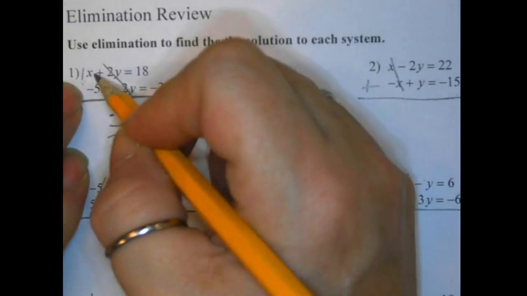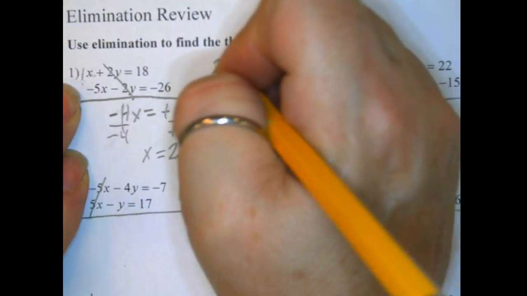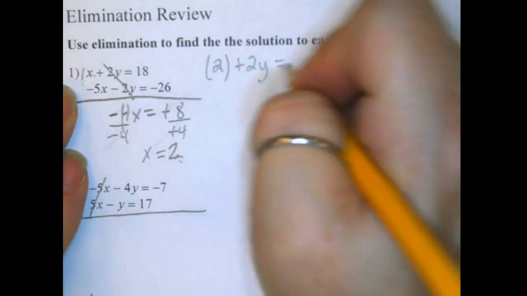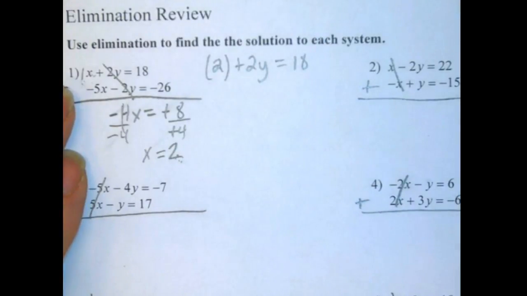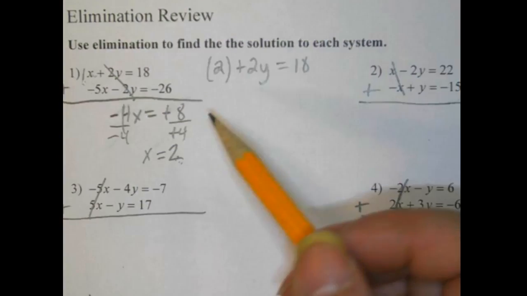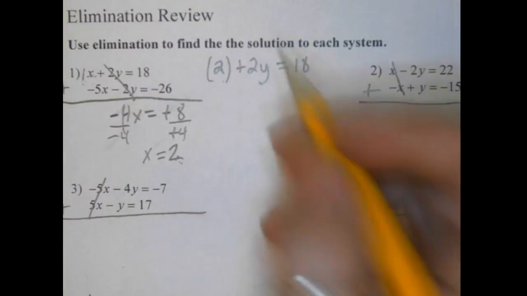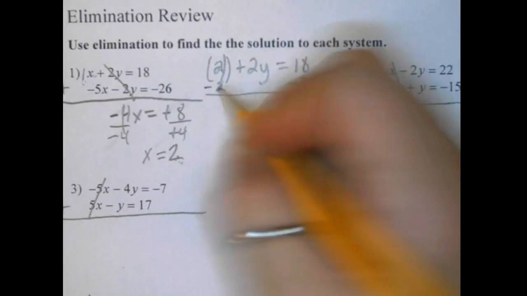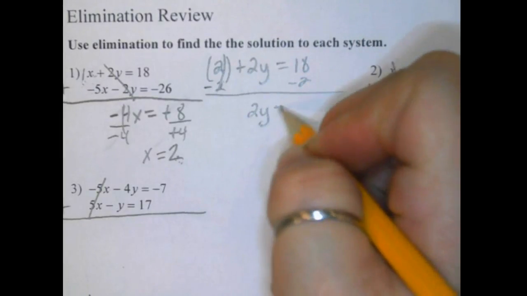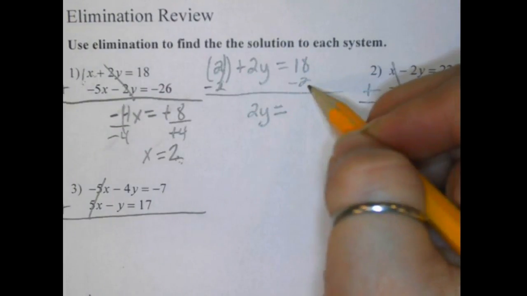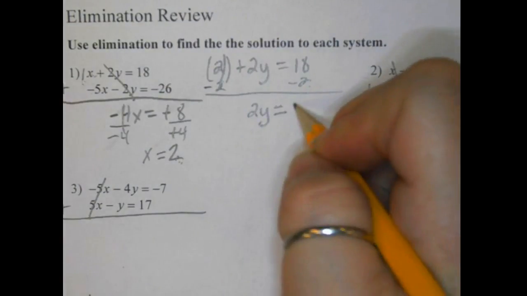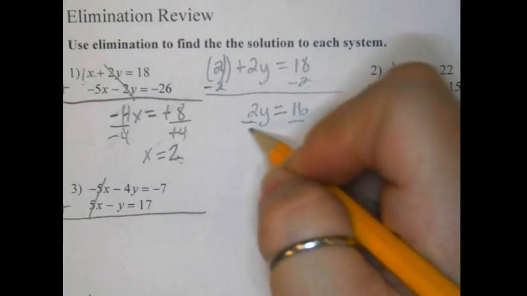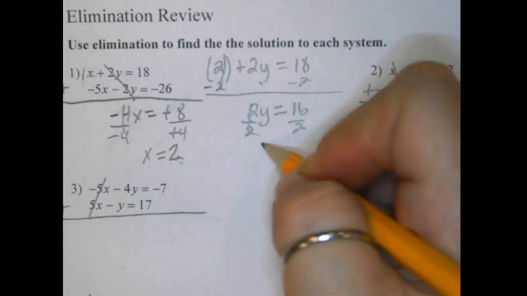So let's go ahead and put my x in for the top one, right? So instead of x, it'll be 2 plus 2y equals 18. And then I use my steps to solve it, right? So I have to add the opposite. What's the opposite of 2? So I'm going to go ahead and subtract 2 from both sides. This becomes 0. I bring down my 2y. What is 18 minus 2? And then how do I solve this? Divide both sides by 2. Excellent. What does y equal?